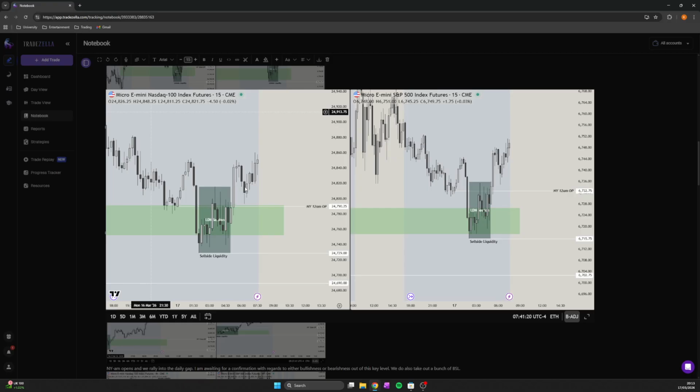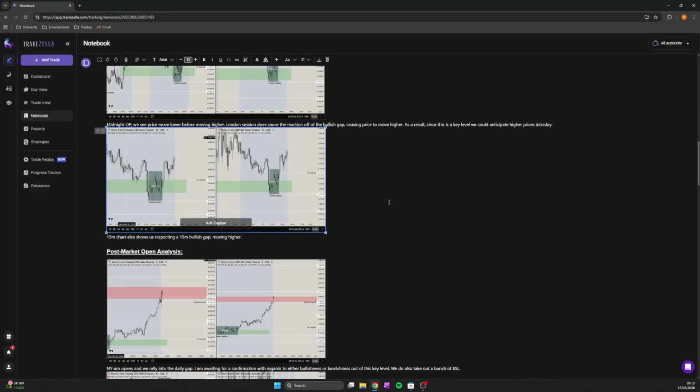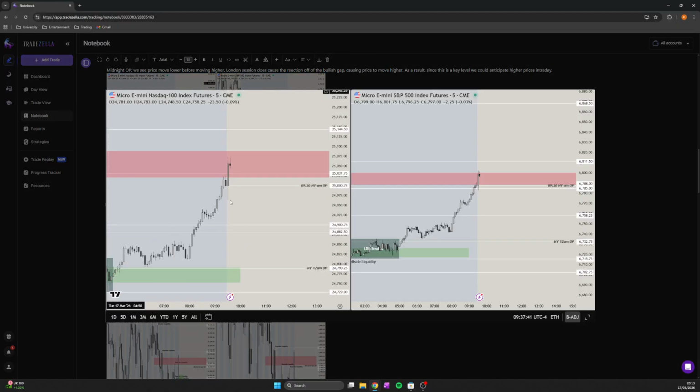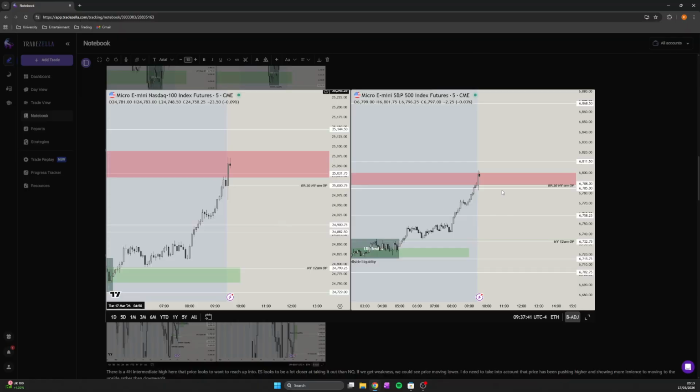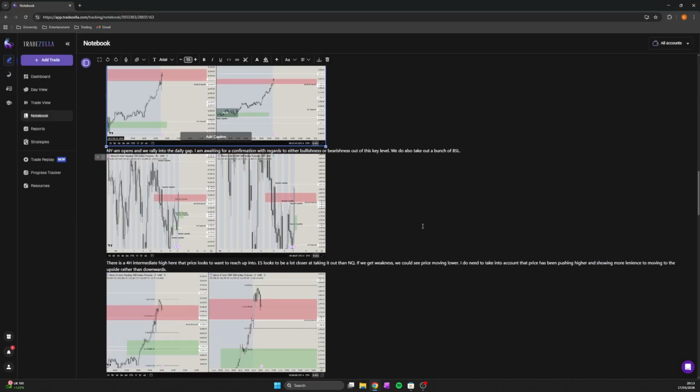The 15-minute chart also shows us respecting this bullish gap and moving off higher, okay? Now, nothing really happened since then and we went straight into market open. Okay, so market opens and what do we do? We rally into the daily gap. I'm waiting for a confirmation with regards to either bullishness or bearishness out of this key level. We also take out a bunch of buy side liquidity.